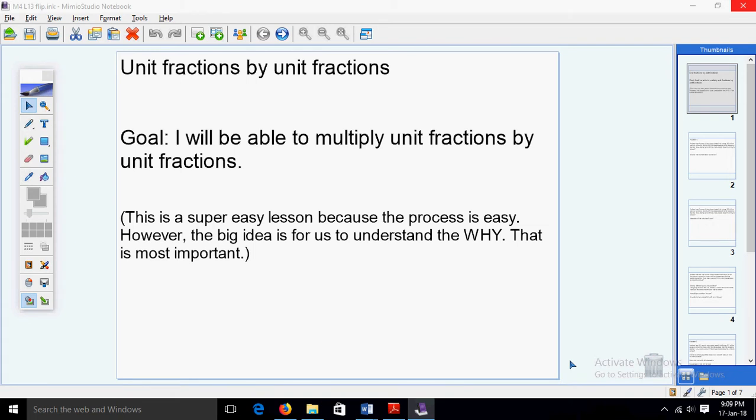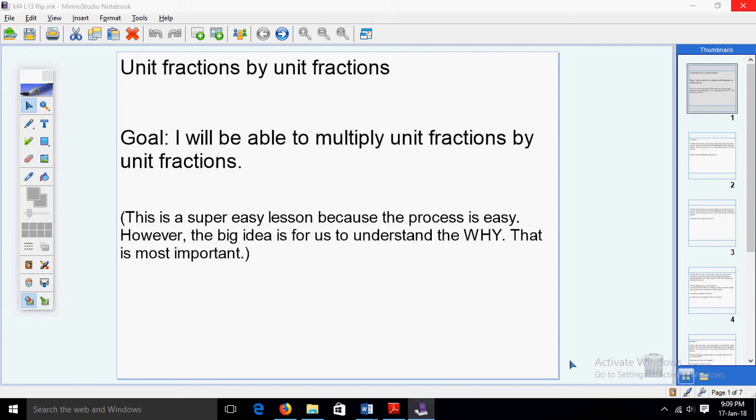Alright, so we are now on lesson 13. We're going to be looking at unit fractions by unit fractions. So our goal is: I will be able to multiply unit fractions by unit fractions. The past couple of lessons we've been looking at whole numbers times fractions. Now we're doing unit fractions by unit fractions.